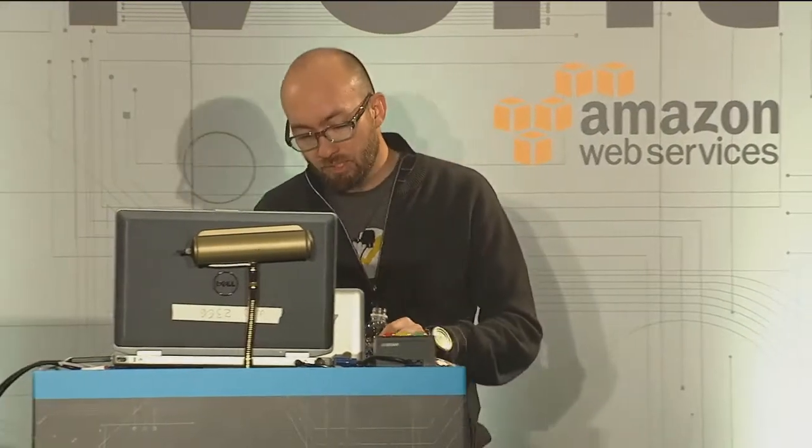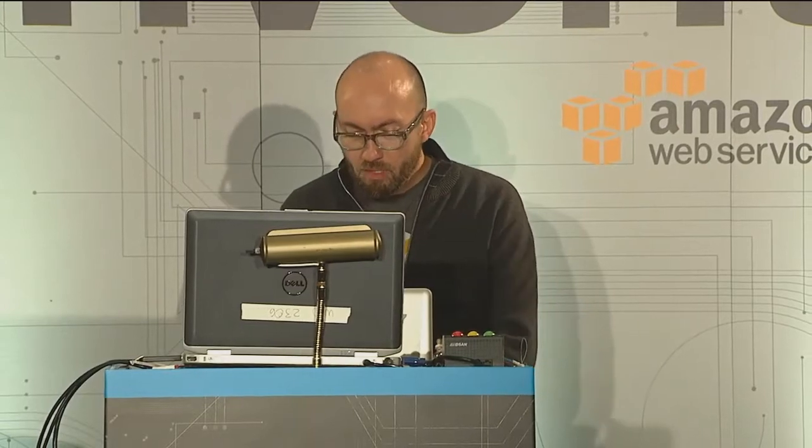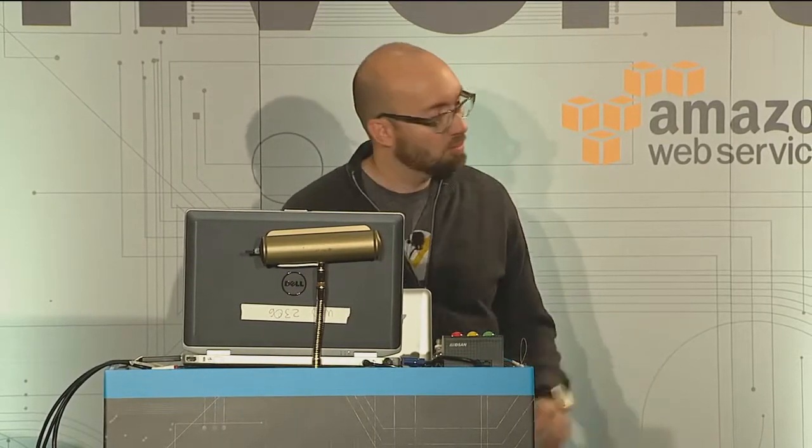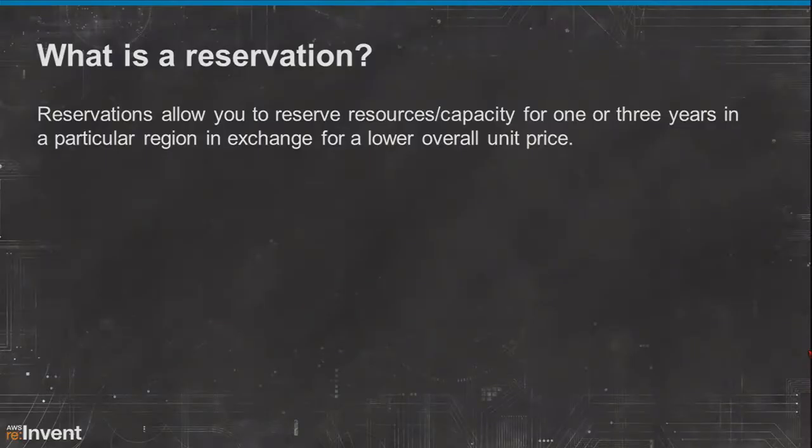So to begin, let's talk about what is a reservation. Seems like a logical place to start. And we'll advance quickly from here, trust me. So a reservation allows you to reserve resources and capacity for 1 or 3 years in a particular region in exchange for a lower overall unit cost.